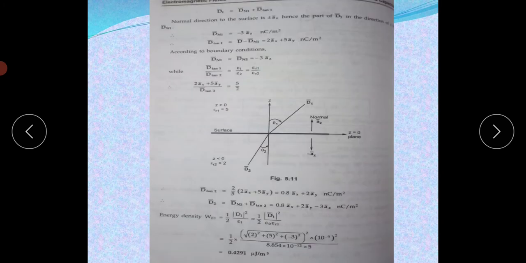Next, in region 2, the energy density equals 1 by 2 modulus of D2 square, where modulus of D2 is the square root of 0.8 square plus 2 square plus minus 3 square, into 10 to the power of minus 9 whole square, divided by epsilon naught into epsilon r2, with epsilon naught equal to 8.854 into 10 to the power of minus 12 and epsilon r2 equal to the given 2. By solving this expression, we get the energy density in the second material as 0.3851 microjoules per meter cube.